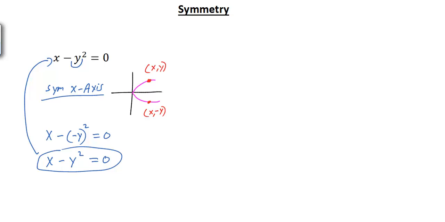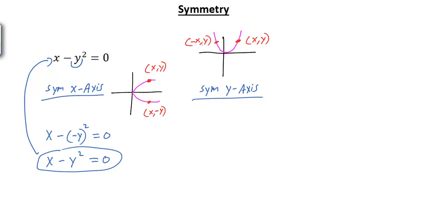Now, how can we look at the others? If we wanted to test the symmetry for the y-axis, well, recall, that means if we're symmetric to the y-axis, then I'll just simply look at a parabola again. And if we have a positive x, y, then what happens if we plug in a negative x? We still get out the same y value.